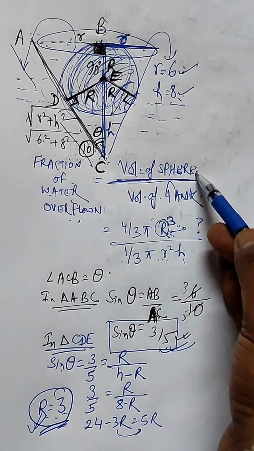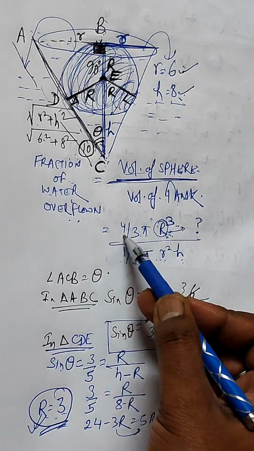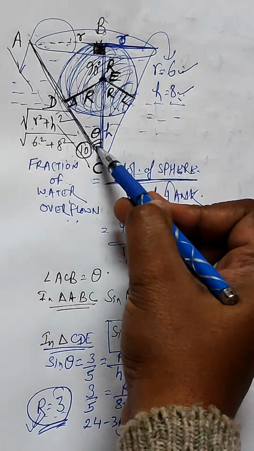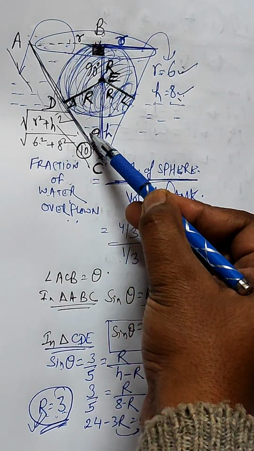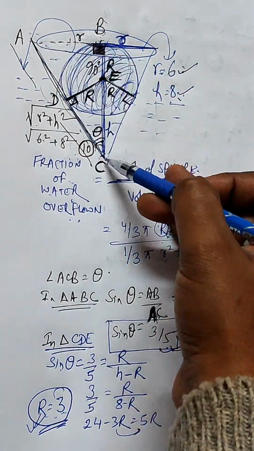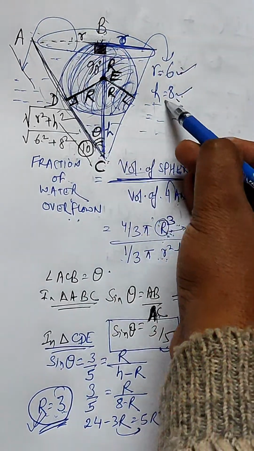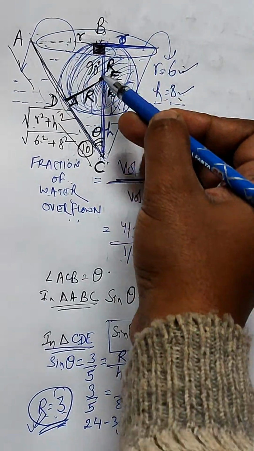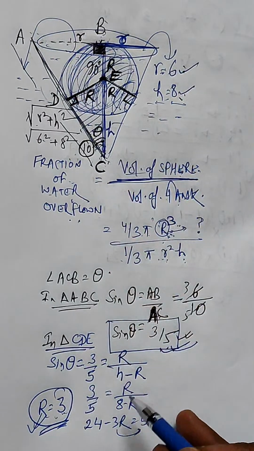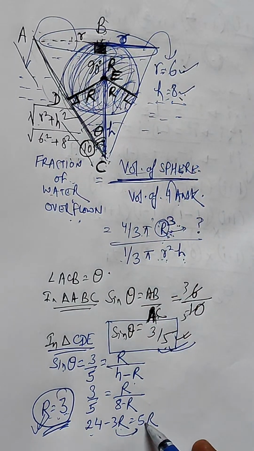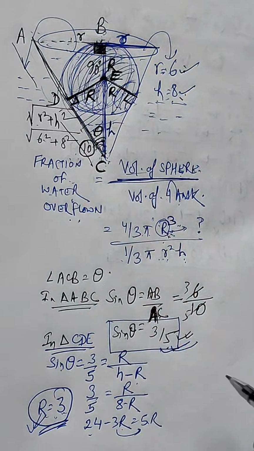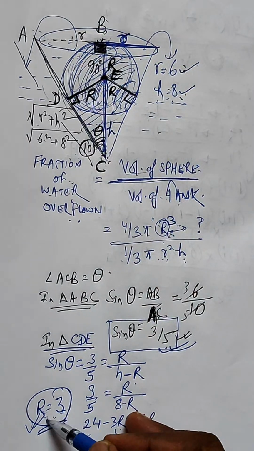That will be the volume of the sphere by the volume of the tank, and the volume of a sphere is 4 by 3 pi capital R cube. We do not know the value of R. We applied sine theta over the bigger triangle and the smaller triangle, and from there, height minus this radius will give you the hypotenuse of the smaller triangle, this one, right? In this way we have calculated capital R, which is the radius of this sphere dipped inside this conical vessel, right? And that radius you will get as 3.